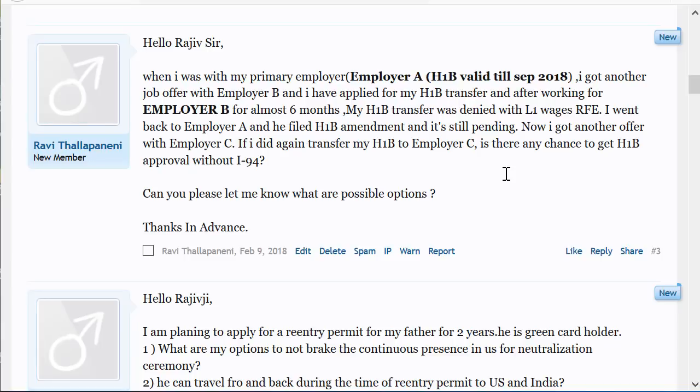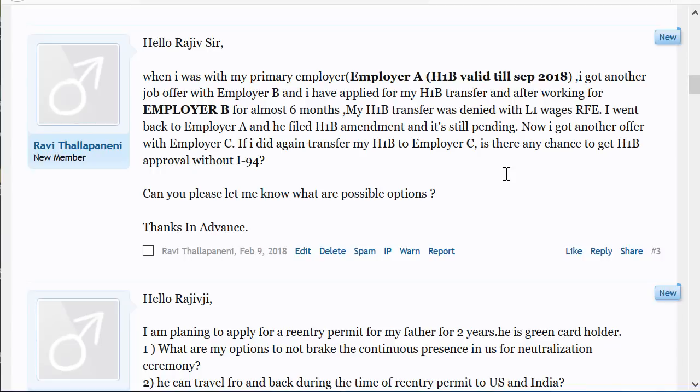Yes. The way this works, Ravi, is that let's forget employer B because you stopped working for them and you went back to employer A. If you file through employer C while your application through employer A, excuse me, is still pending, then on the date your subsequent application is decided, which is through employer C, if the old application is still pending, they won't give you status within the United States.